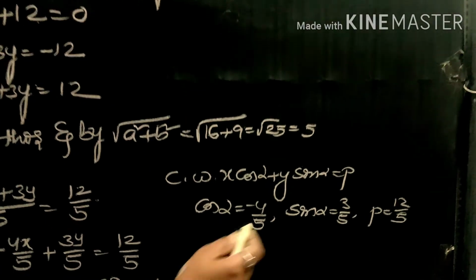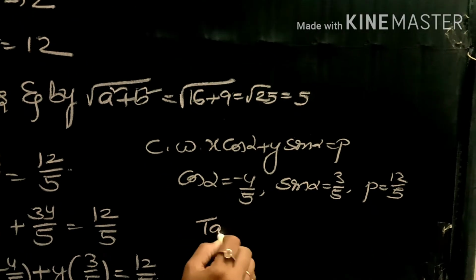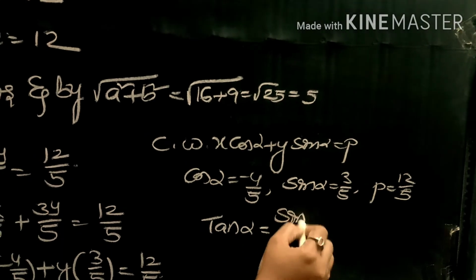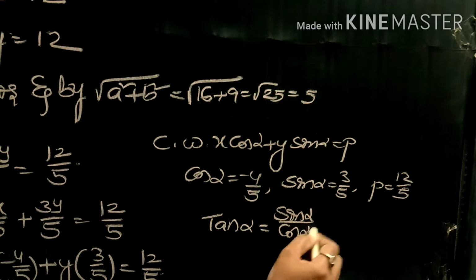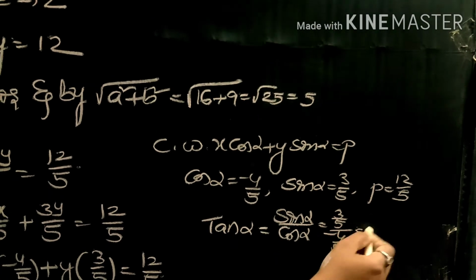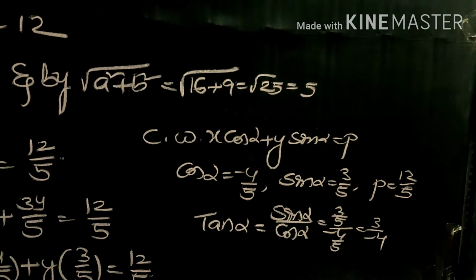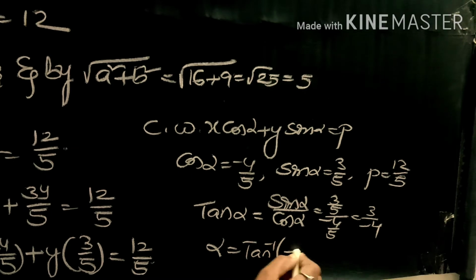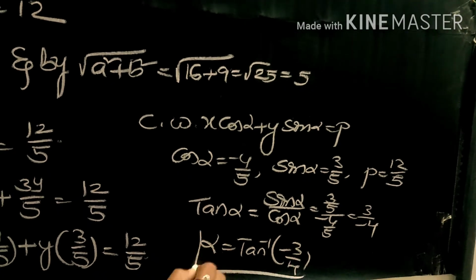And here we want the value of alpha also. Further we are taking the value of tan alpha. Tan alpha is equal to sin alpha by cos alpha. That is 3 by 5 by minus 4 by 5, and that is equal to 3 by minus 4. Therefore the value of alpha is equal to tan inverse of minus 3 by 4. That's all.